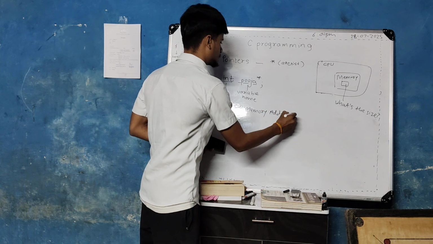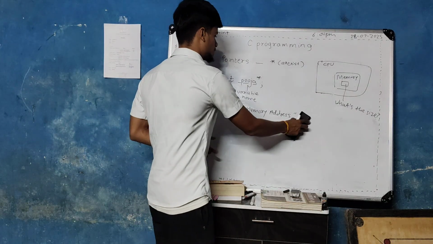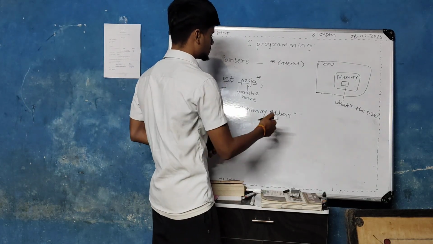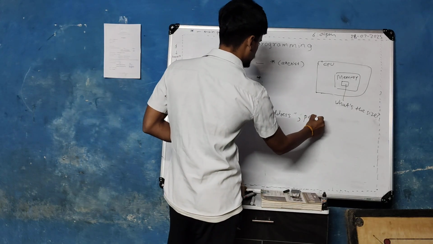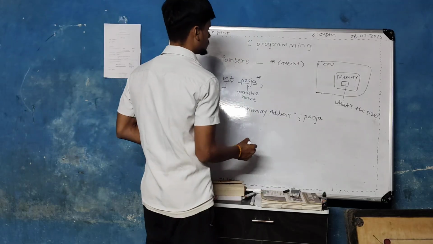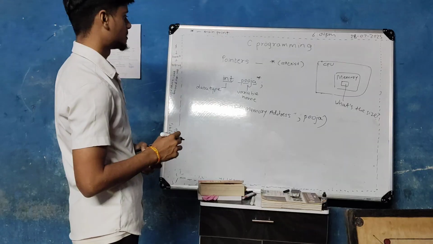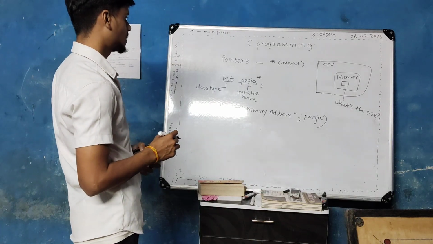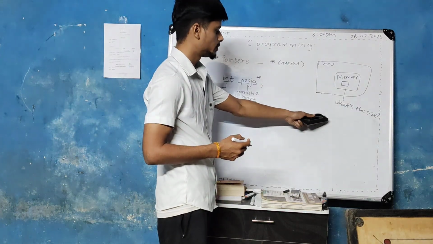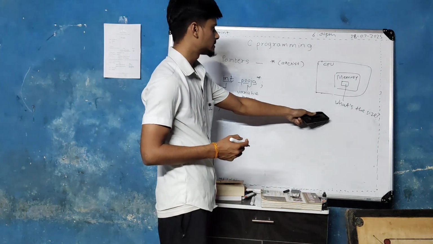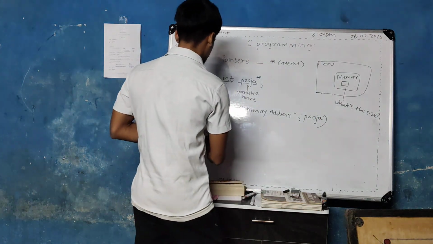Memory address. Sorry, not plus. Just simply use a comma and then write the name of the variable. Let me check. Variable, or maybe I'm not sure, here can be a pointer allocated to it. Then it prints, means in the output screen.